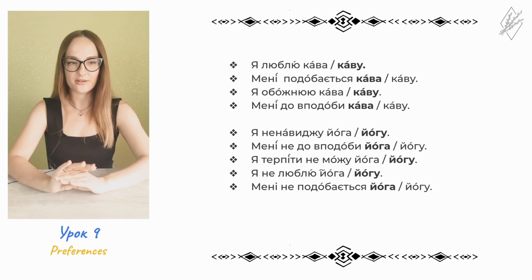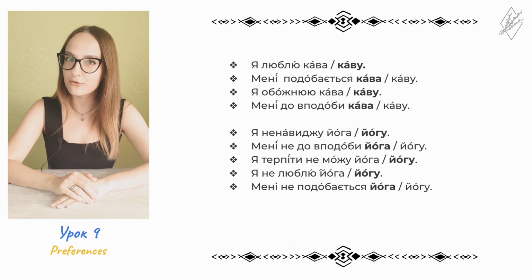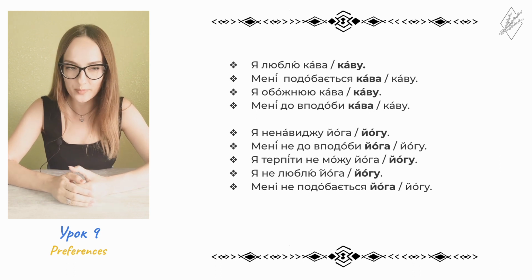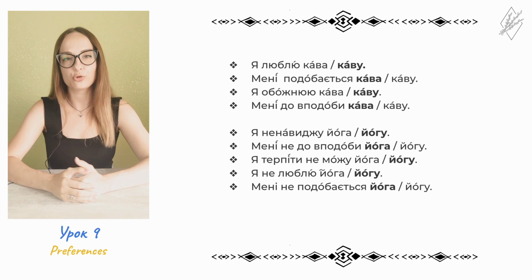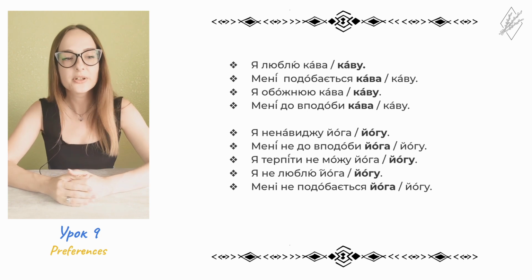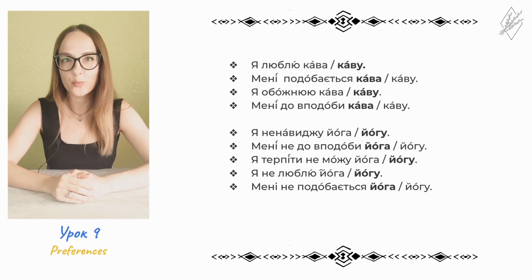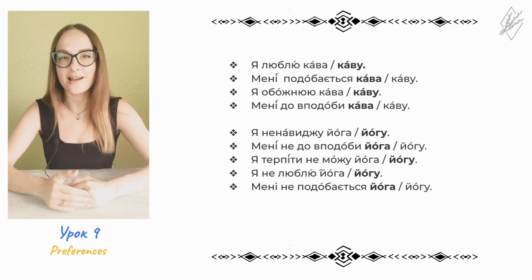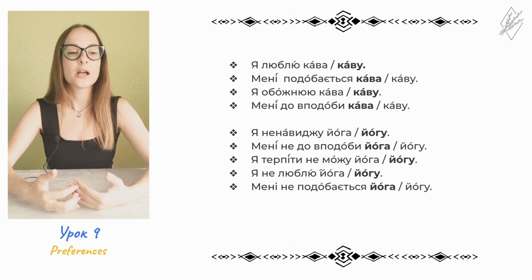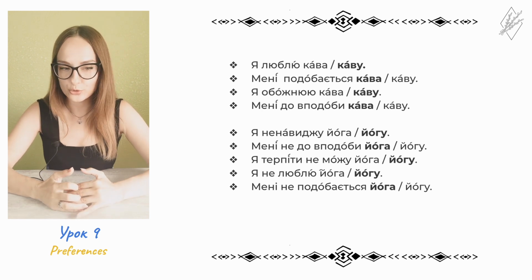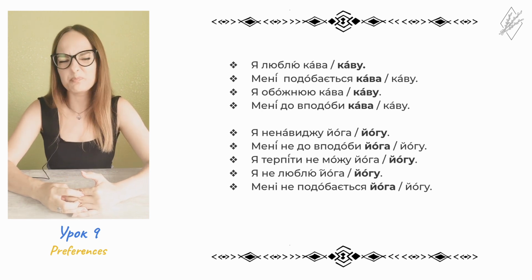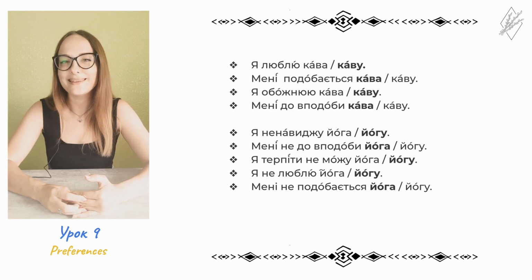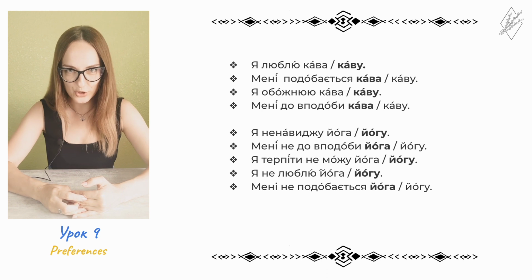So here are the correct answers. Я люблю каву, accusative case. Мені подобається кава, nominative. Я обожнюю каву, accusative. Мені до вподоби кава, nominative. Negative structures. Я ненавиджу йогу. Мені не до вподоби йога. Я терпіти не можу йогу. Я не люблю йогу. Мені не подобається йога.